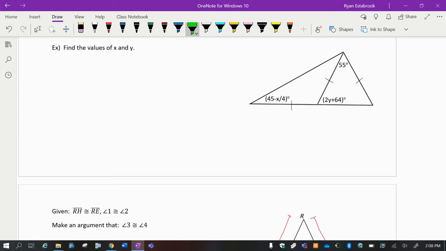All right, in this next example, we have an isosceles triangle.